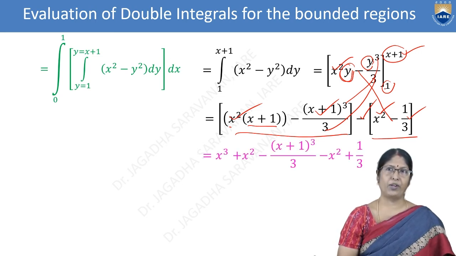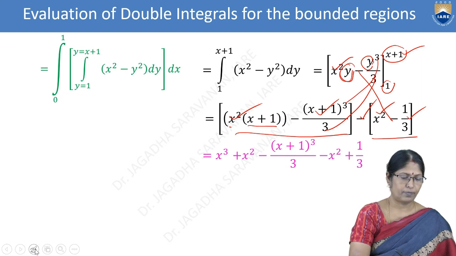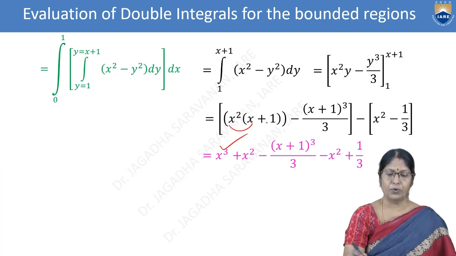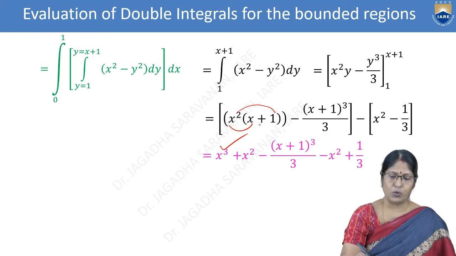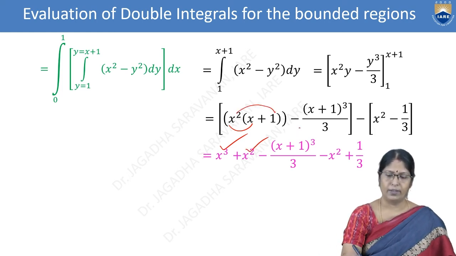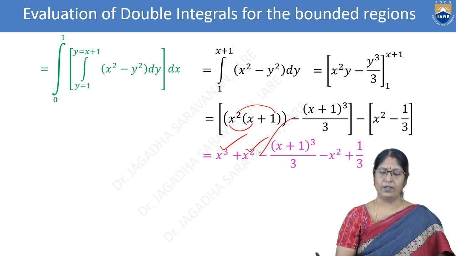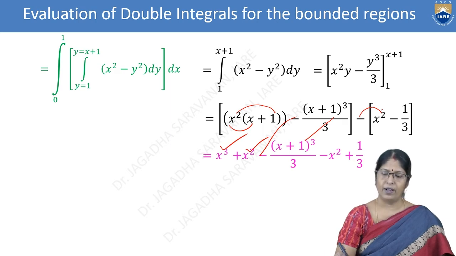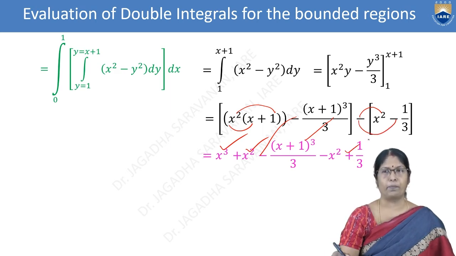So the simplifications: x square into x, x cube, x square into 1, x square. This minus is written, this x plus 1 the whole cube by 3, minus we are taking inside, minus into minus, plus.